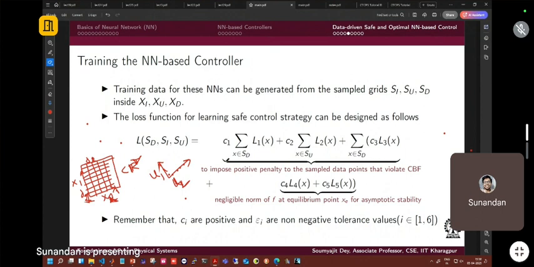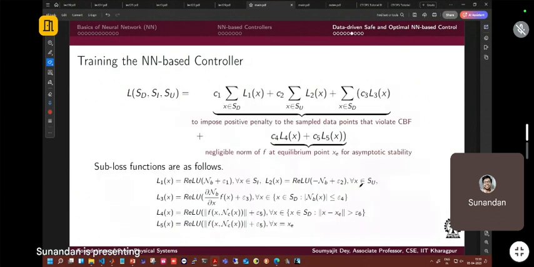The first part of the loss function is basically to impose a positive penalty on the sample data points that violate the CBF, and this other part is for stability. As we approach the equilibrium point, that we define as XE, we have a lower loss value added to this loss function. Now if we define each and every term here, this is how it looks.